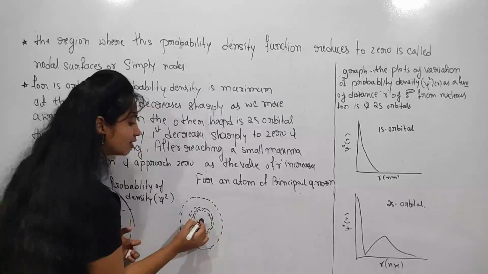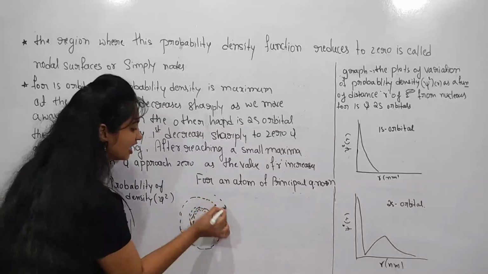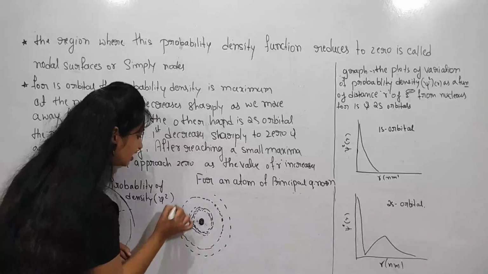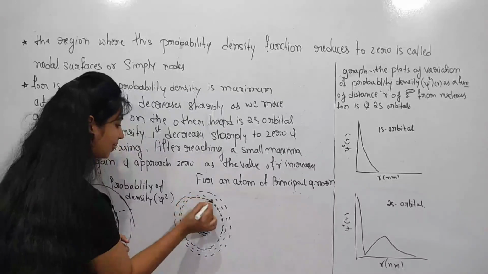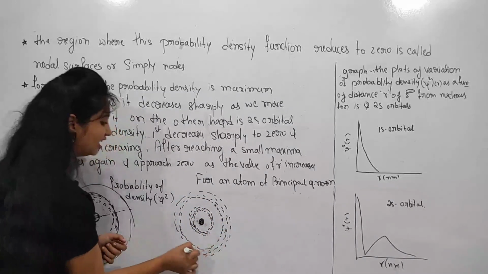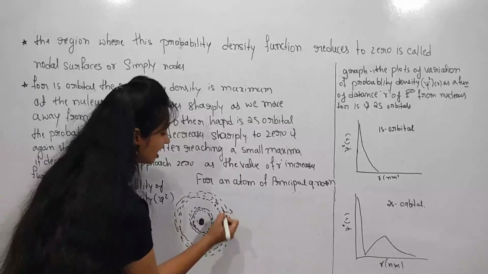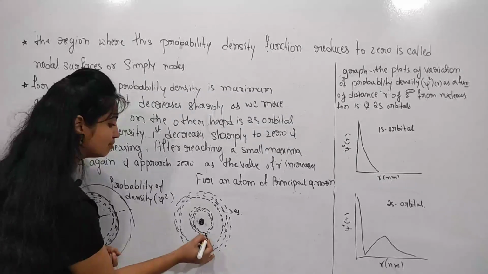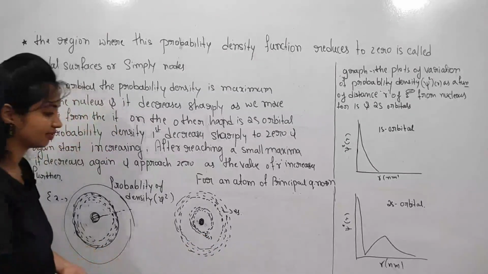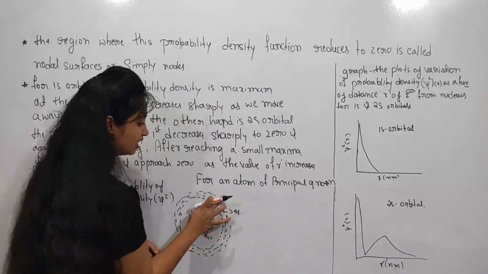As I move away from the nucleus, up to here, I again get a probability density, or the probability of electrons, in this region. This region I refer to as a 2s orbital, and this region I refer to as a 1s orbital.